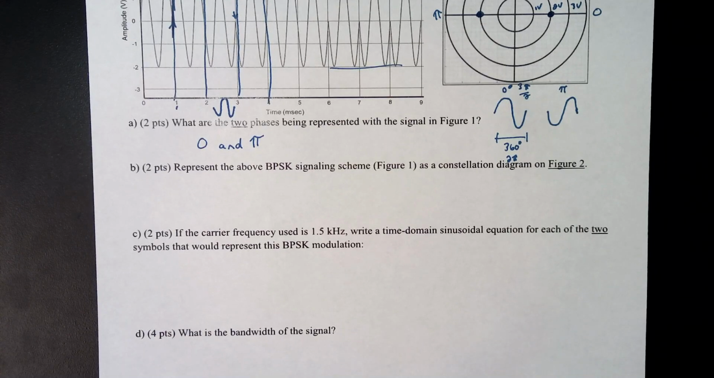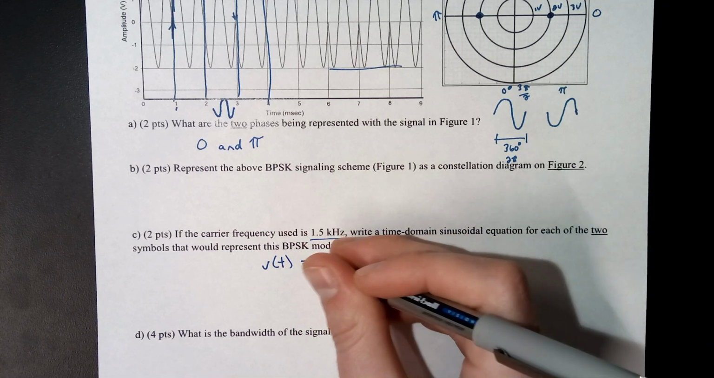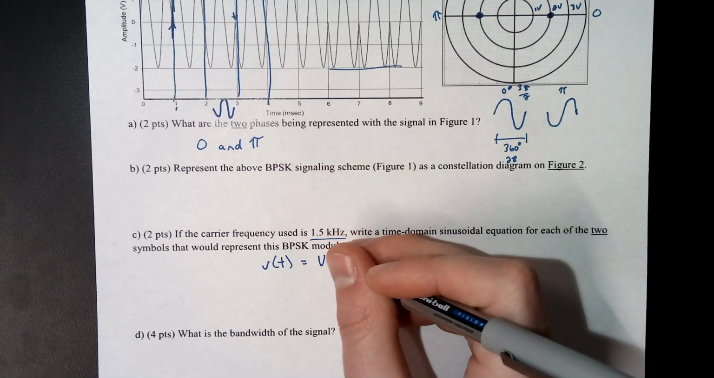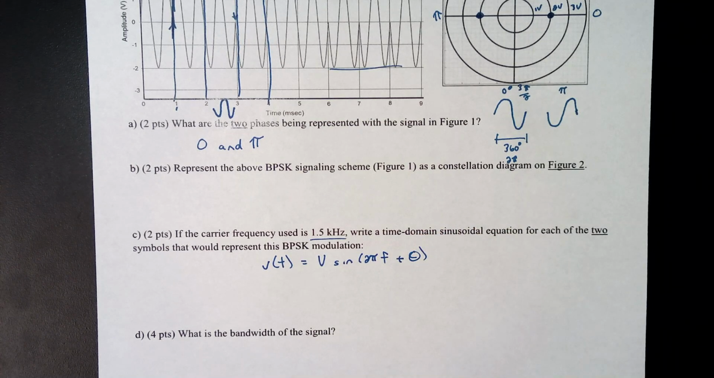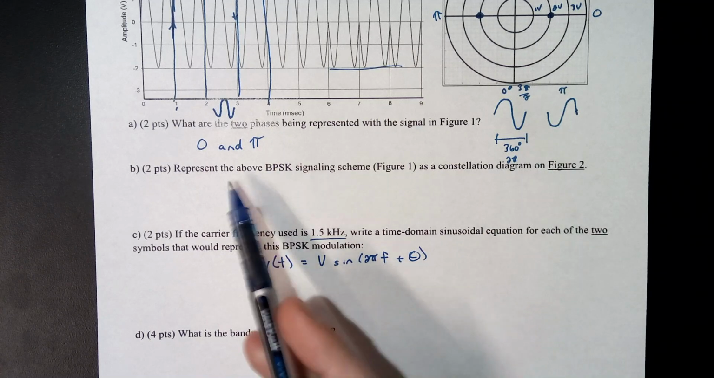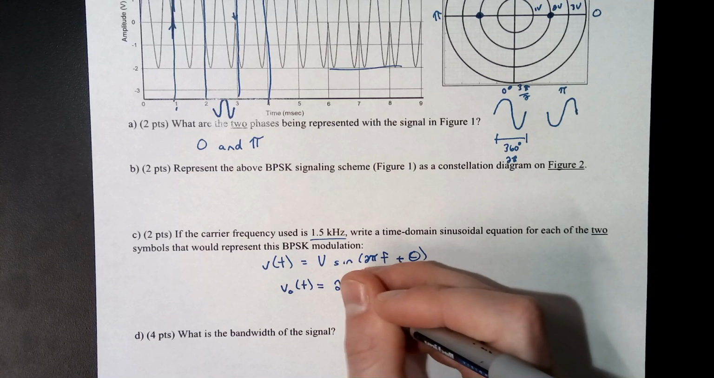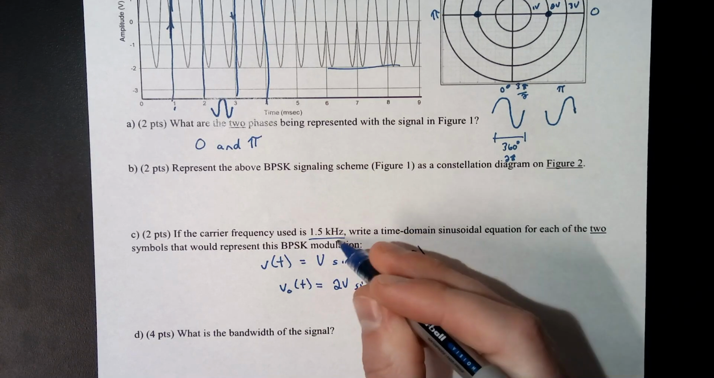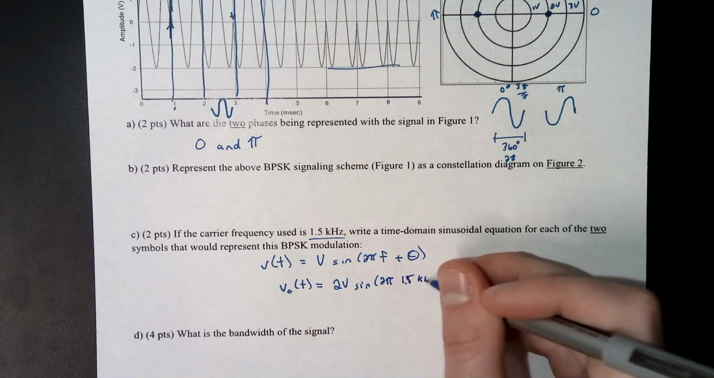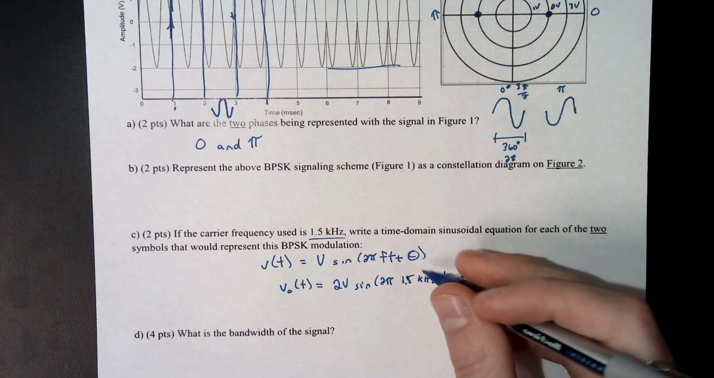So then part C, if carrier frequency 1.5 kilohertz is used, write a time domain sinusoidal equation for each of the two symbols. So here we're just plugging things into our normal equation, which is v(t) equals amplitude times sine of 2 pi f t plus phase, right? So we're going to make two equations that look like this, but represent the values that we've already discovered about this signal. So V0(t) is going to be 2 volts, that's our amplitude that we found from the graph, right? Sine of 2 pi f t, where f is the frequency we're given, so 1.5 kilohertz, plus the phase, which in this case is 0.